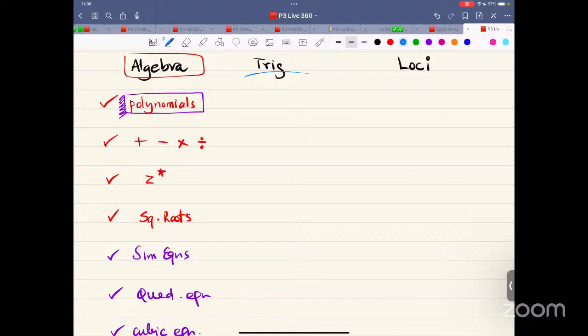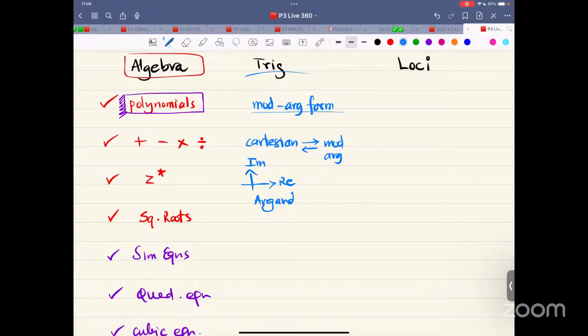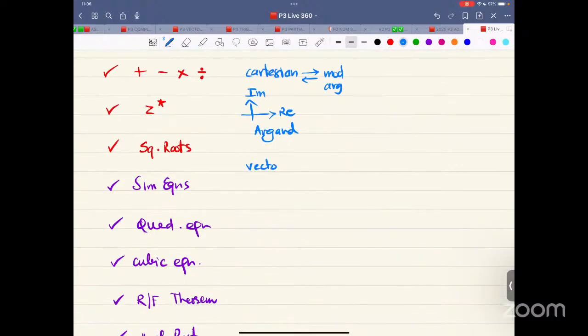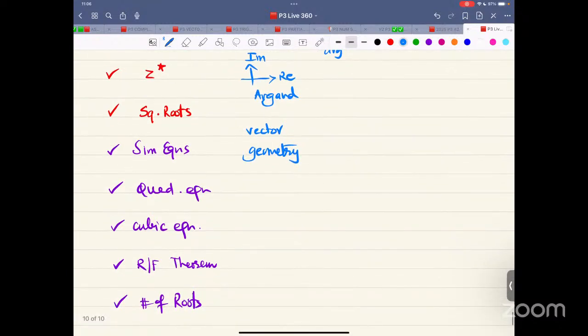When we talk about trigonometry, this is called the modulus argument form. This is conversion from the regular form, that is the Cartesian form, into the mod-arg form, and vice versa. The graph is now called the Argand diagram, the real axis, the imaginary axis. We can talk about basic vectors, geometry, and trigonometry. Sometimes circle properties are used, sometimes triangle properties are used.